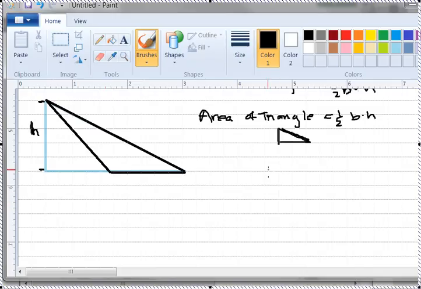Now I'm going to do something funky. I'm going to take the length from here to here, and I'm going to call that B. And over here, from here to here, I'm going to call this X. Okay, so here's the deal.